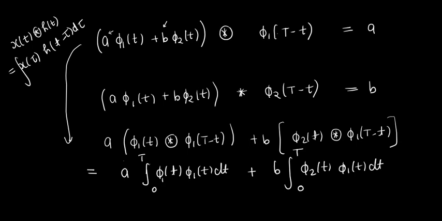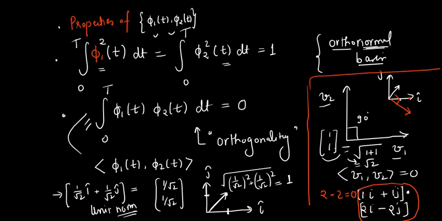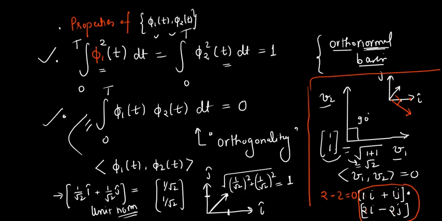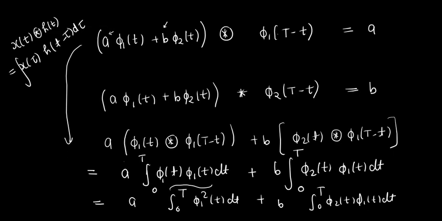So if this is the case, what is this first term? Tell me. If this is the case, just check the property of the orthonormal basis, this and this. By applying these two properties here, you can clearly see that this will be 1 and this will be equal to 0. So the answer will be A.